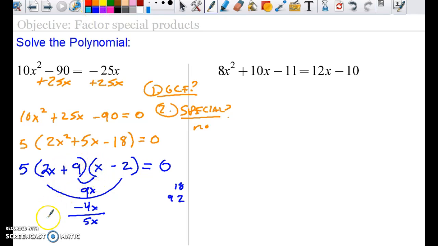2x times x is 2x squared. Okay, that's that one. 9 times negative 2 is negative 18. All right, we have it. So that's good to go.